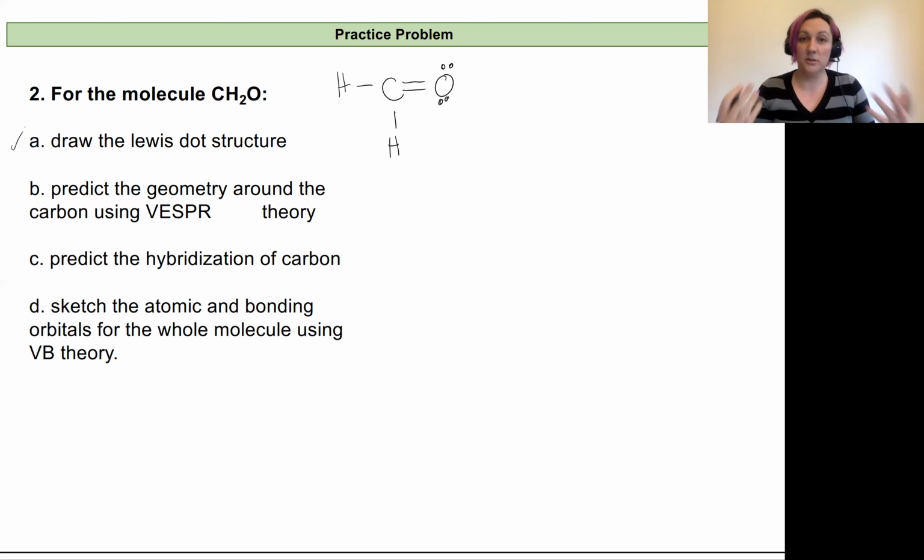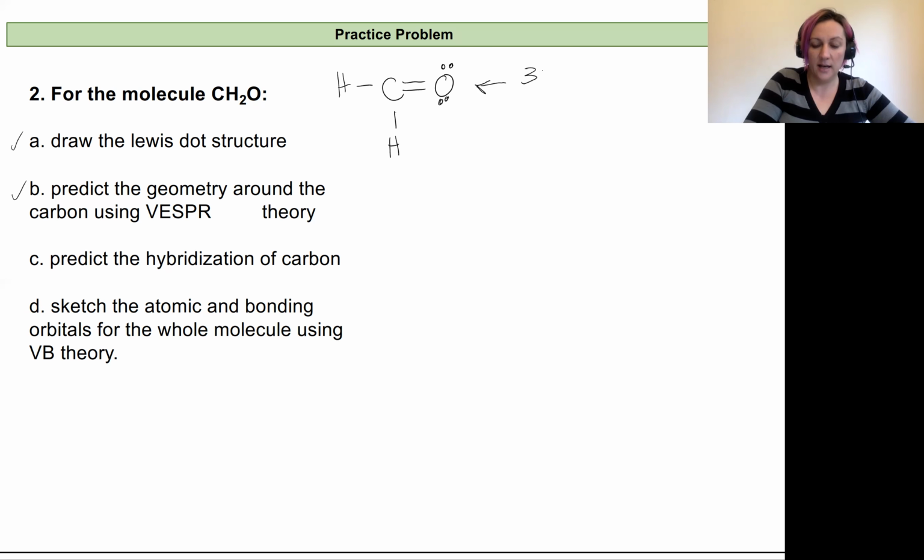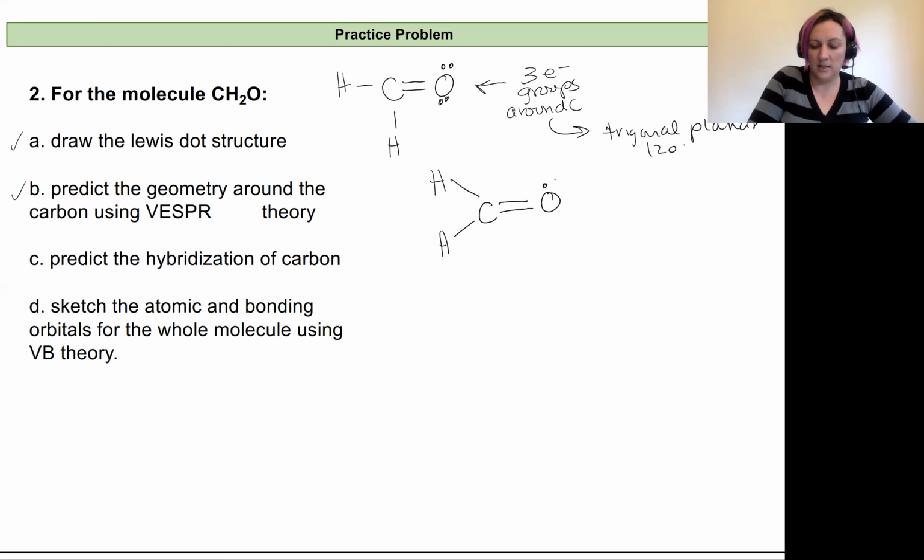So after I have a Lewis dot structure, I can then predict the geometry using VSEPR theory. And so looking at this one, I have three electron groups around the carbon. So that's going to predict a geometry that is, and I have 0 lone pairs, trigonal planar, with bond angles of 120 degrees. And I can draw that out if it helps too. I can write out my hydrogen at kind of a 120 degrees away and to an oxygen. And so it should look something like this.